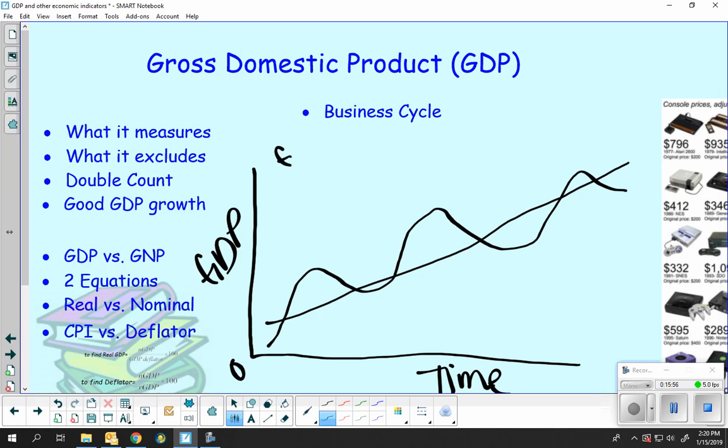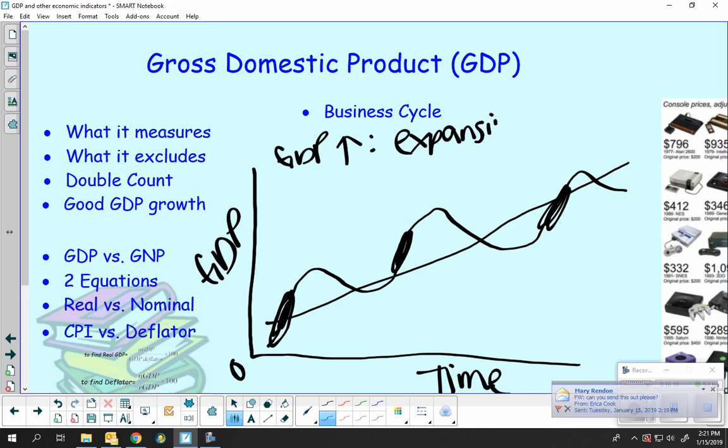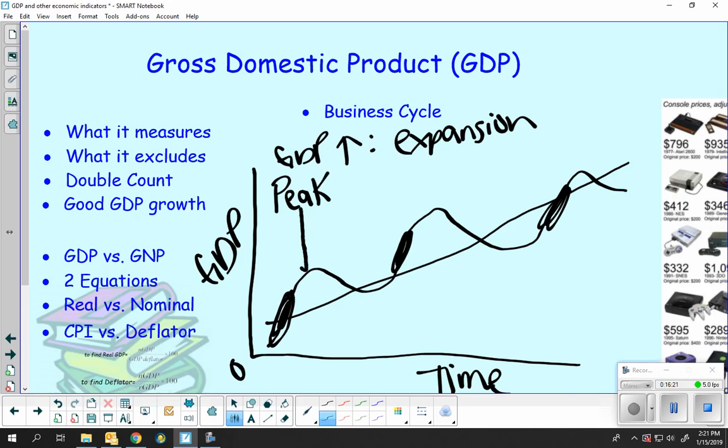So when GDP is going up, like it is right here, and right here, and right here, we call that a period of expansion. A period of expansion is when GDP is going up. At the very top, if GDP stops going up but hasn't started to go down just yet, those are peaks. So we have a peak there, a peak here, it's kind of hard to draw, and a peak right there. That is when GDP stops increasing but hasn't started to decrease just yet.